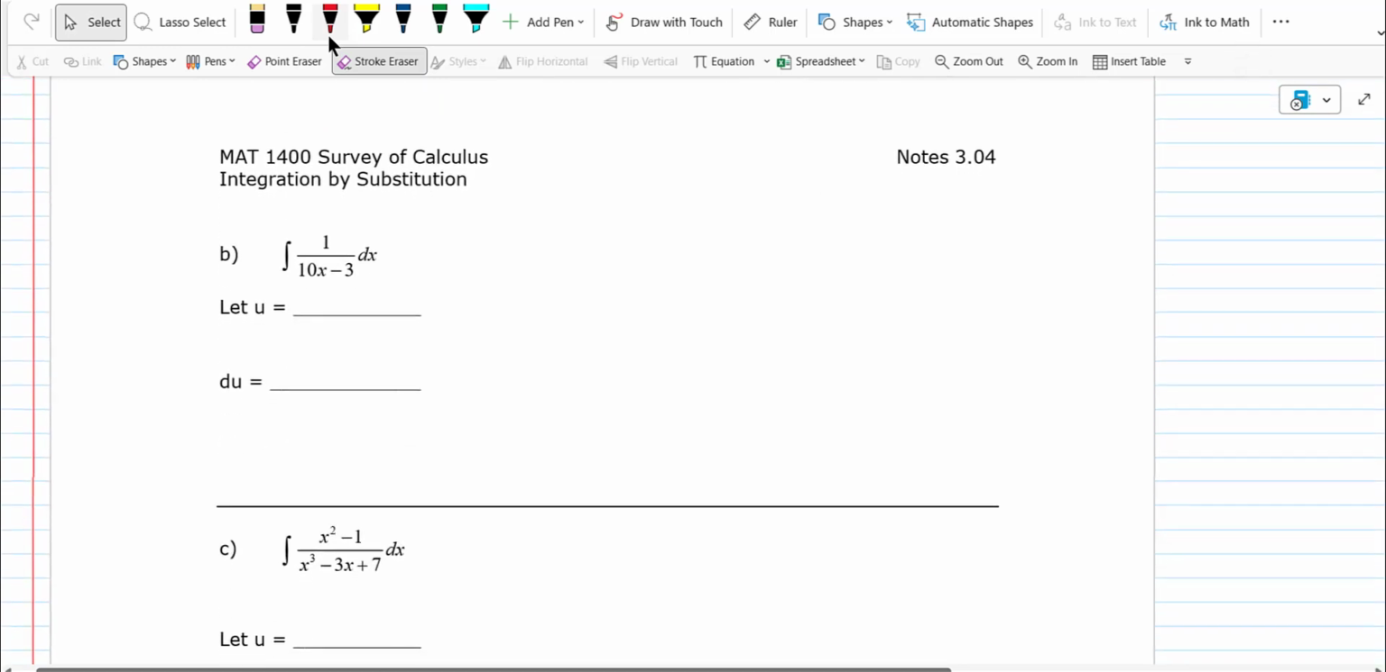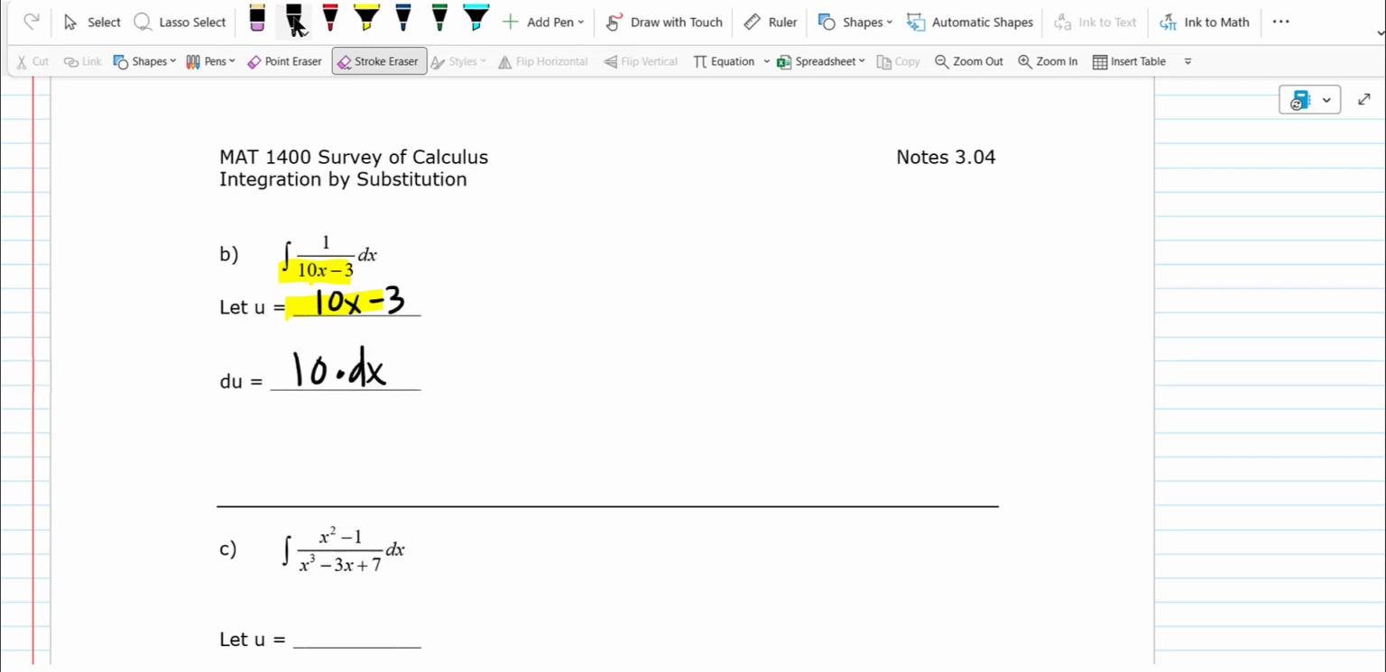Okay, so let's go to the next page and we'll look at the same kind of things that happen. Okay, what are your thoughts on u? What do you think? 10x minus 3. Okay, we're going to let u be that part. Okay, so that's 10x minus 3. Okay, what's du?